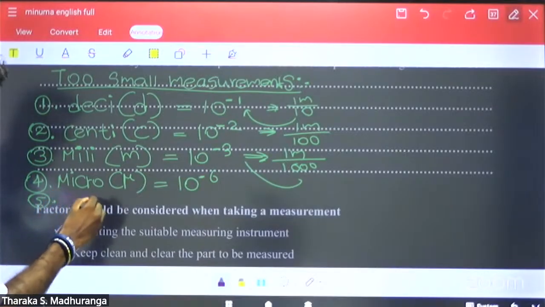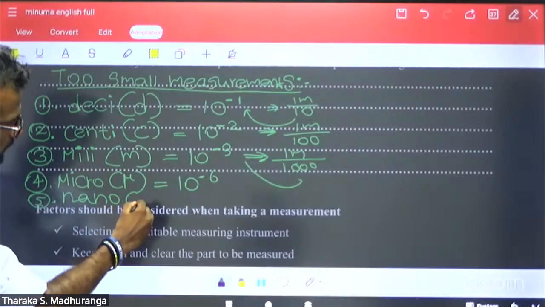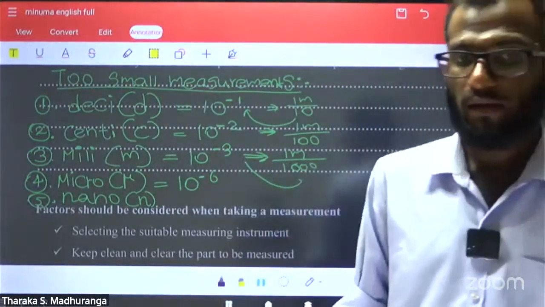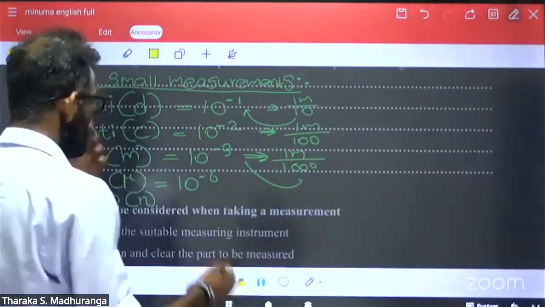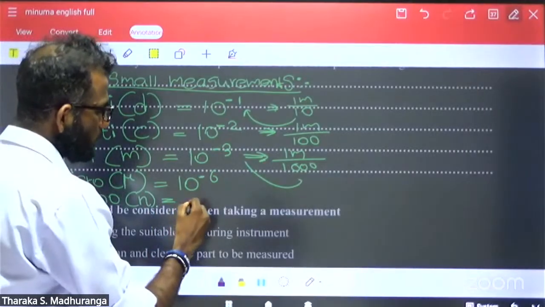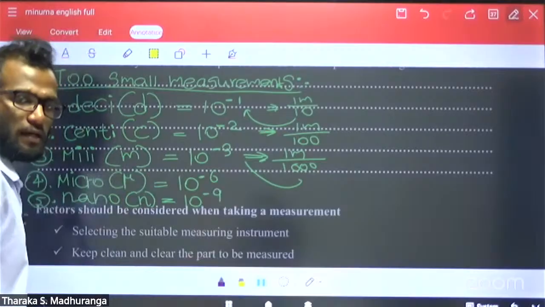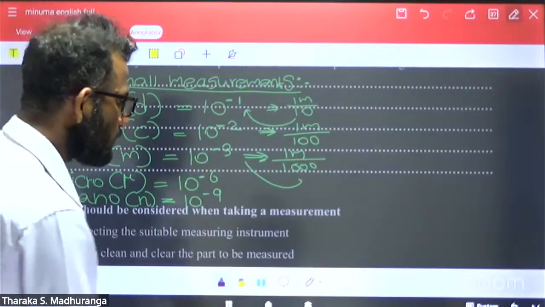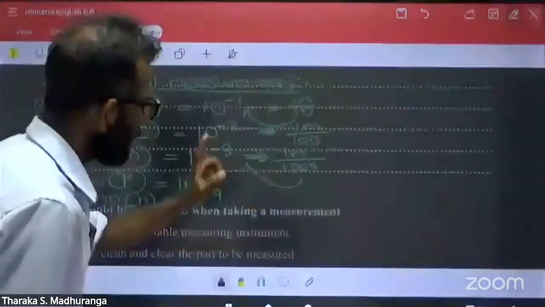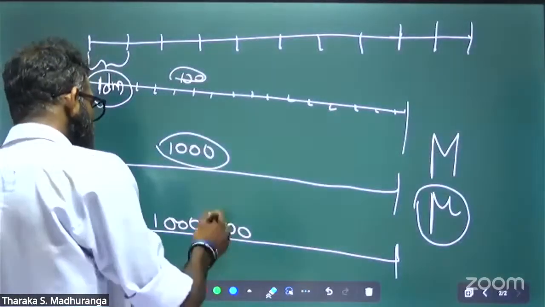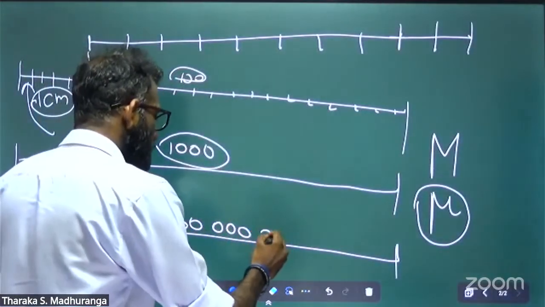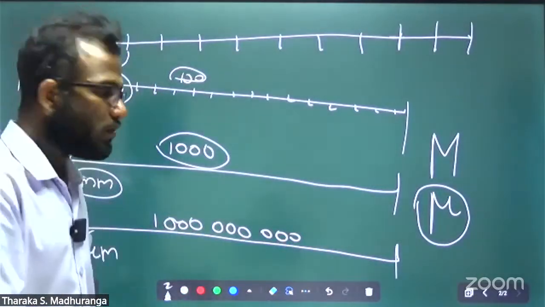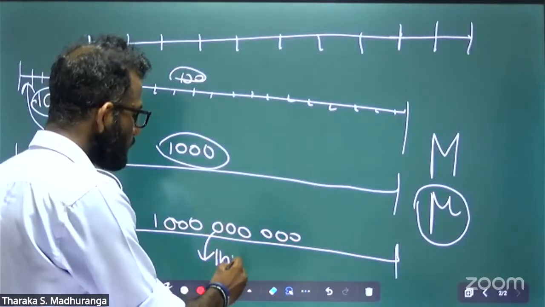Nano. The symbol is simple n. The nano is 10 to the power minus 9. Normally nanometer means 1 meter divided by another 3 zeros. One part we call 1 nanometer.